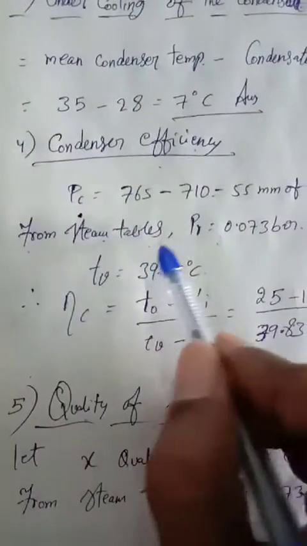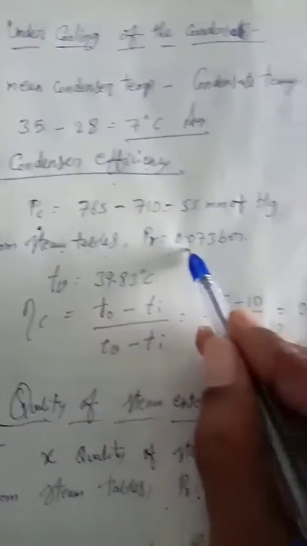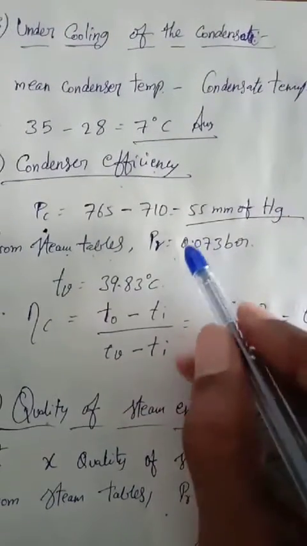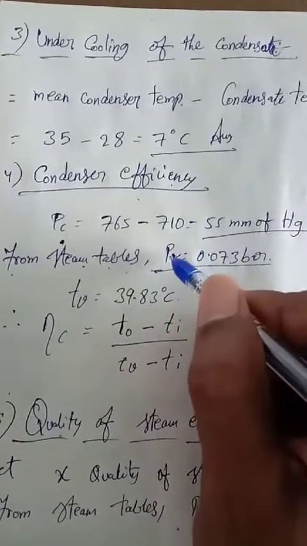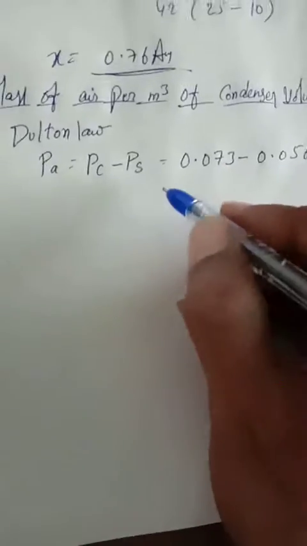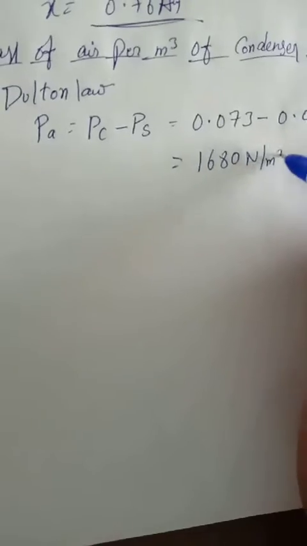Yes, this is from steam tables. We take the pressure 0.073, this is the pressure of condensing steam. This is for mm of Hg. We calculate in bars, so this value we can take as the pressure of the condenser in kPa. Substituting this value, we find it is 1680 Newton per meter square.